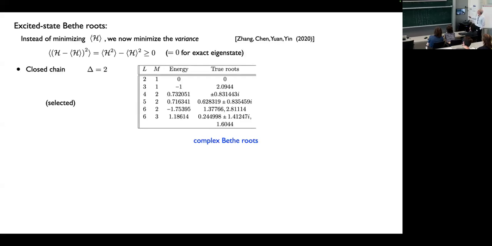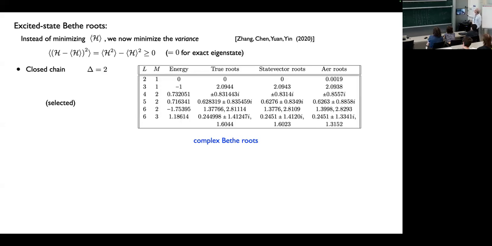So now the true roots are not necessarily real. We have some complex ones here. For example, here M equals 3. So we have 3 Bethe roots, 2 are complex and 1 is real. Using this VQE approach with the state vector, again, almost the same. So very good. With the error simulator with 10,000 shots, again, fair agreement. You can improve the agreement if you increase the number of shots.